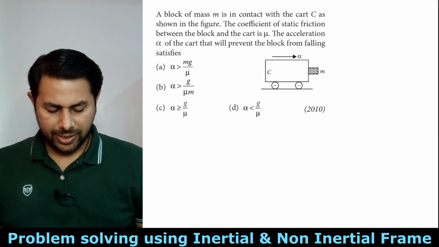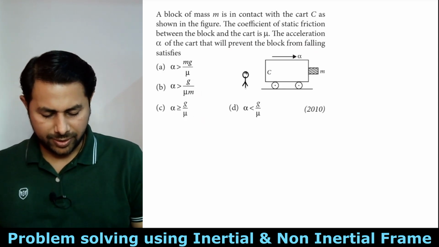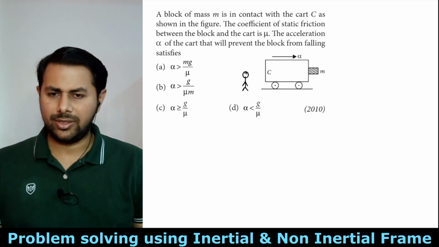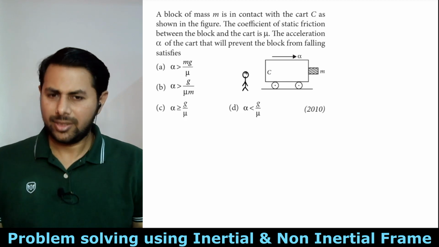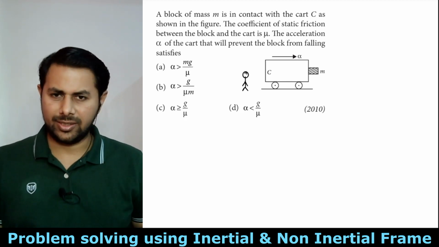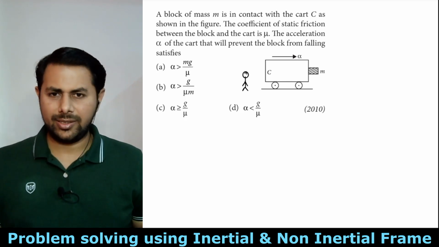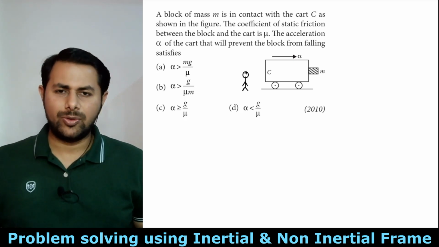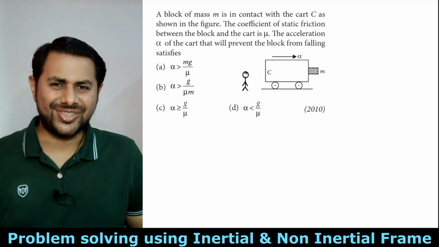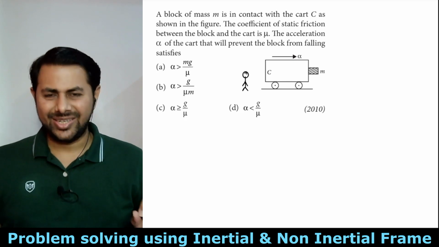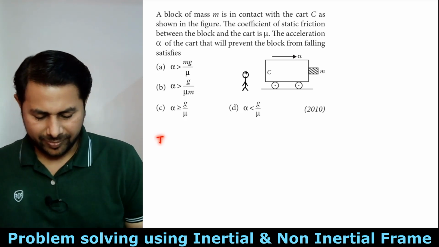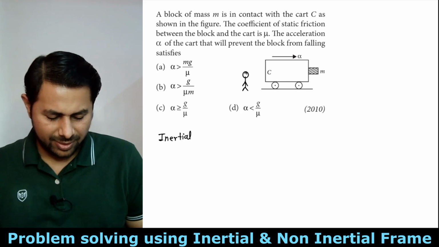Let's suppose there is a person standing over here. Tell me which frame he is in, the inertial or non-inertial? It is inertial. Very good. The person is steady, or moving with constant velocity. If steady or constant velocity, it is an inertial frame, and any acceleration means a non-inertial frame. So this one is an inertial frame.